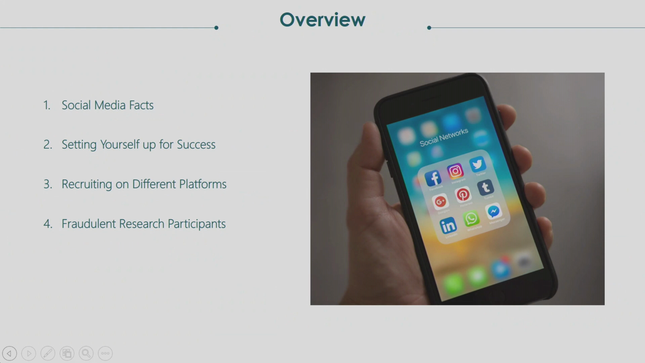And then after that, I'll talk about recruiting on 4 different platforms. I'll talk about Facebook and Instagram kind of together, and then Twitter and Reddit as well. There really are so many social media platforms you can recruit on, but these are just the ones that we usually use the most and have the most experience with. And then finally, I'll wrap up with a common issue when using social media to recruit, and that's dealing with fraudulent research participants. So I'll kind of talk about warning signs and then also how to reduce that as well.